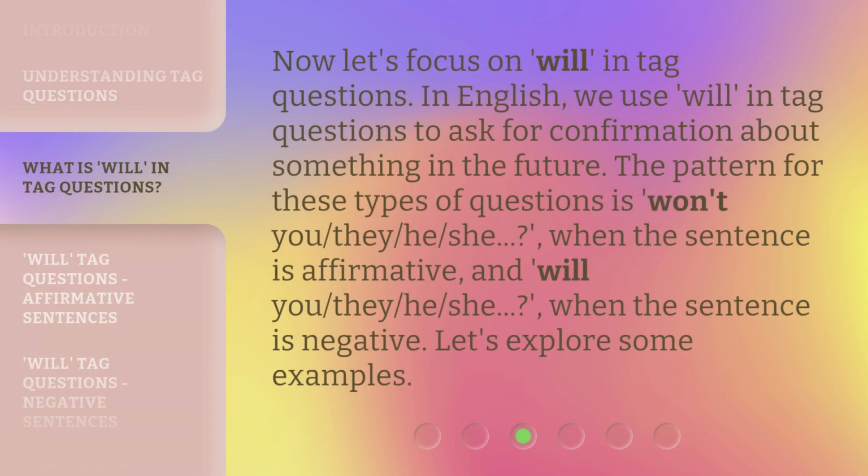Now let's focus on will in tag questions. In English, we use will in tag questions to ask for confirmation about something in the future. The pattern for these types of questions is won't you, they, he, she, when the sentence is affirmative, and will you, they, he, she, when the sentence is negative. Let's explore some examples.